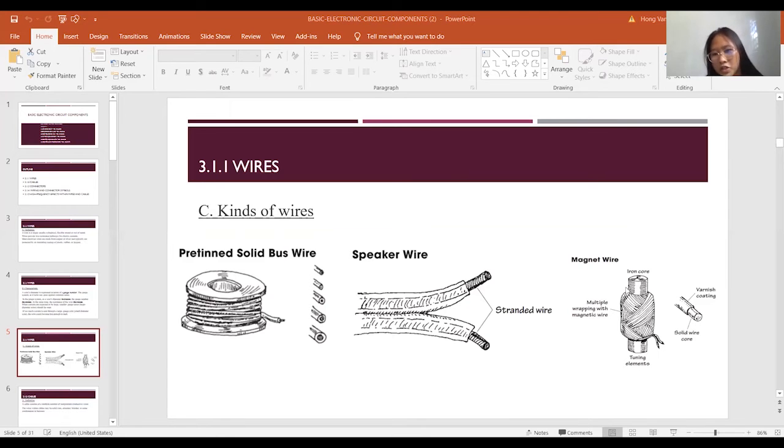And the last picture, magnet wire. Magnet wire is used for building coils or electromagnets or anything that requires a low number of loops, for example, a tuning element in a radio receiver. And typical wire size is from about 22 to 30 gauge.